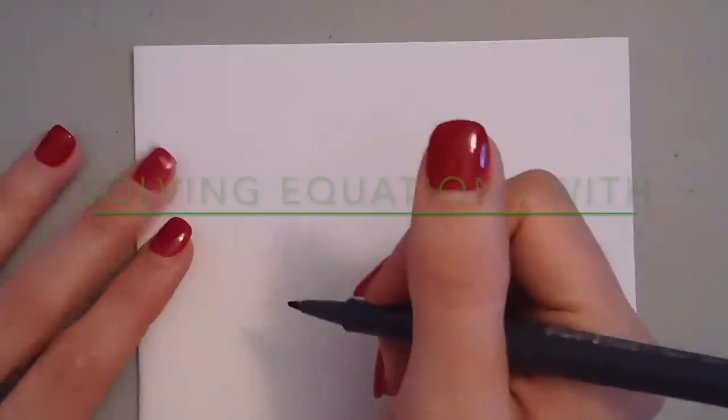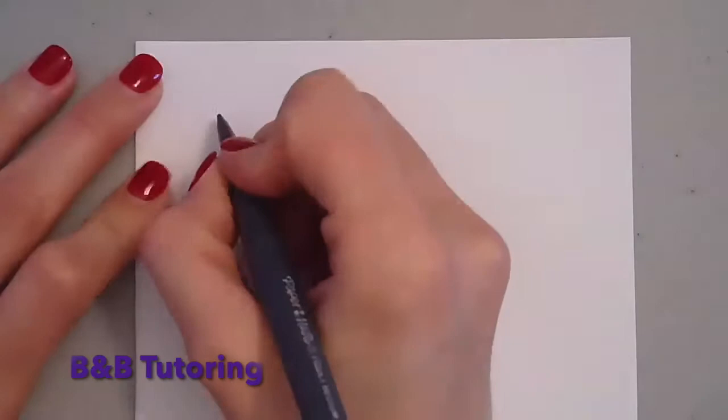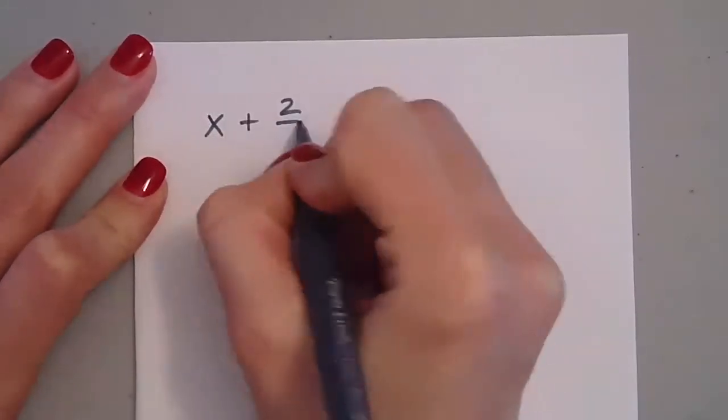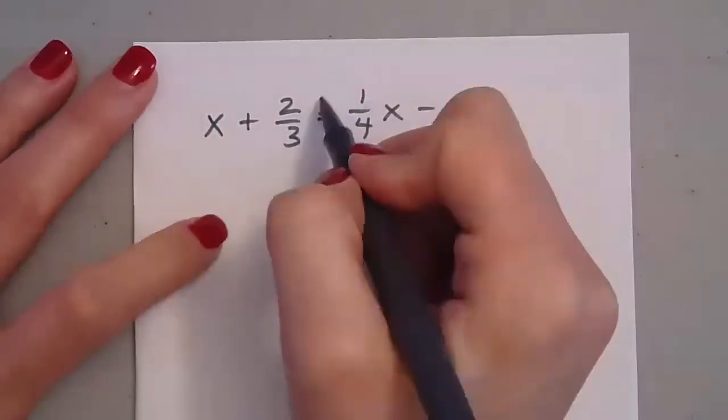In this video, I'm going to show you how to clear fractions from equations using LCD. So the first equation is x plus 2/3 equals 1/4 x minus 1.